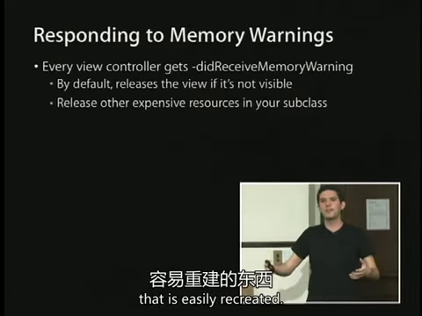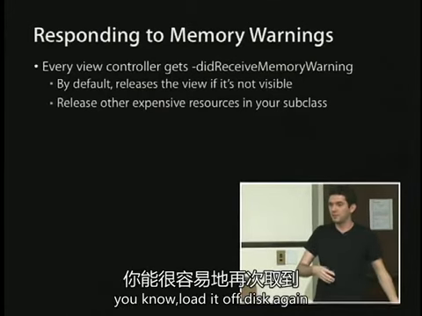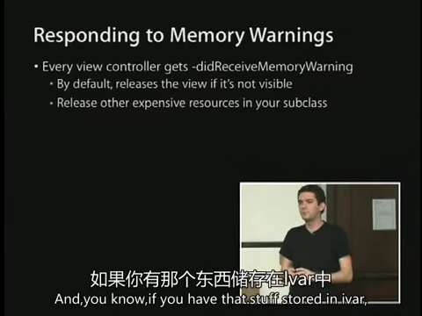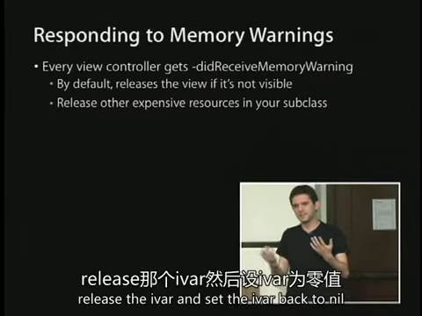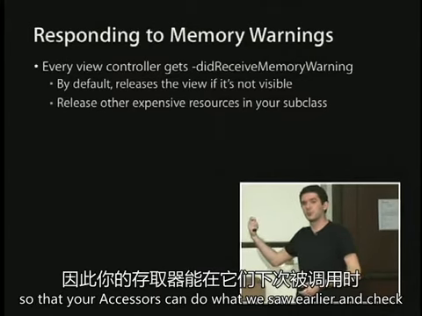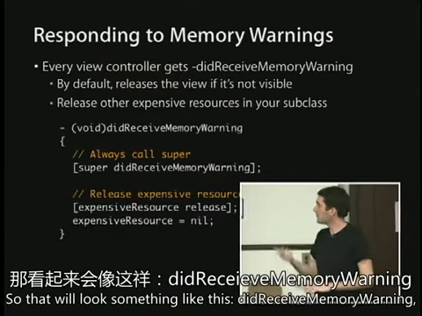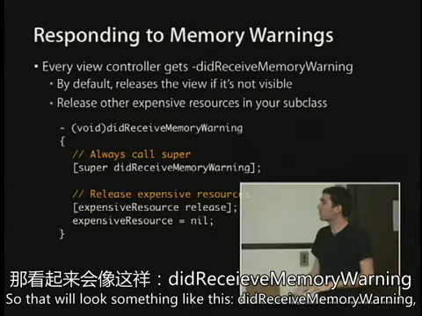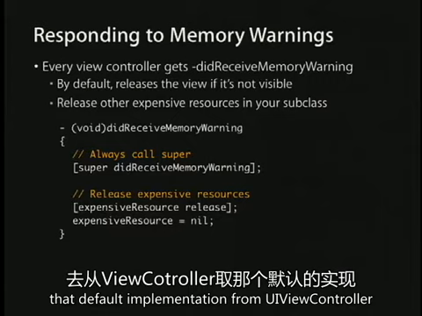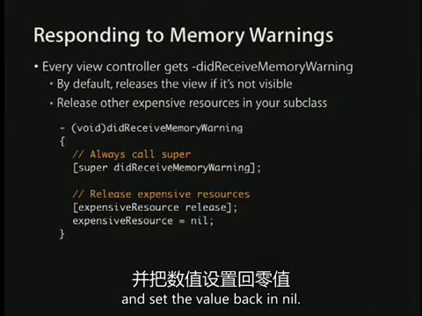Basically, you want to get rid of stuff that is easily recreated. If it's something you loaded off disk, so you can very easily load it off disk again if you need it later, just release it. And if you have that stuff stored in an ivar, release the ivar and set the ivar back to nil so that your accessors can do what we saw earlier and check to see if that value is nil when they're called next time and reload the resource. So that'll look something like this. didReceiveMemoryWarning. First thing you want to do, call super didReceiveMemoryWarning to get that default implementation from UIViewController, and then release your expensive resources and set the value back to nil.